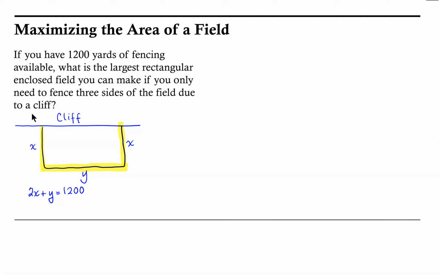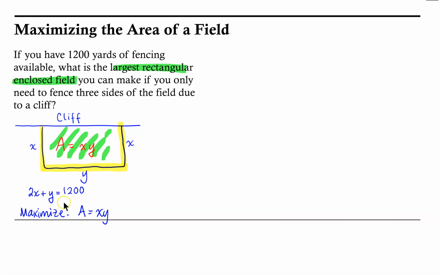Now, we're being asked to find the largest rectangular enclosed field. So this field would be largest if its area is largest. So we're interested in the area of this field. And the area of this field, because it's a rectangle, would be x times y. So what we're trying to do is maximize area, or x times y, subject to the constraint 2x plus y equals 1,200.